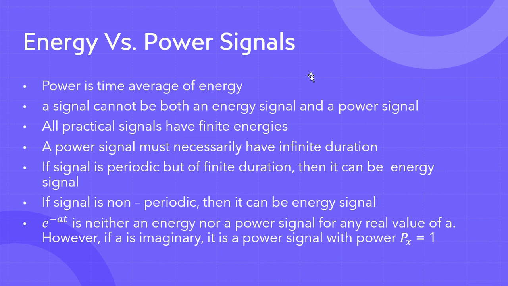Okay, so any signal that runs for a finite duration of time can never fall into the category of power signal. But you still have to find out if that signal is an energy signal or not. It can be an energy signal or it cannot be. But in order to be a power signal, a signal must necessarily have infinite duration. It must run for an infinite duration of time.